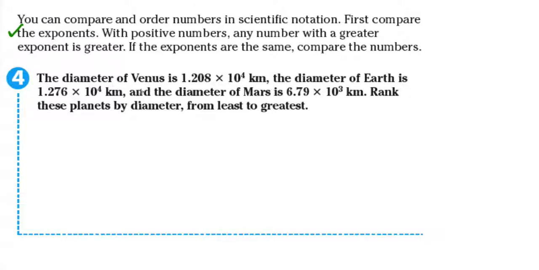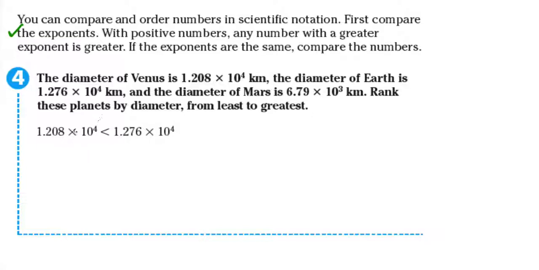So what do we do? Okay, we look at 1.208 times 10 to the fourth is less than 1.276 times 10 to the fourth. If you notice, Venus and Earth have the same exponent, which is 10 to the fourth. Okay, and a little FYI, Venus is considered to be the twin planet of Earth. Okay, that's what they thought of before, in terms of size, but that's where the comparison ends. So you have 1.208, which is the diameter of Venus, times 10 to the fourth, and the diameter of Earth, 1.276 times 10 to the fourth.